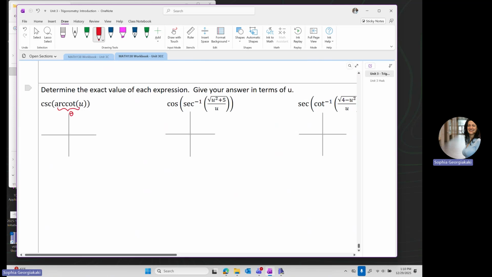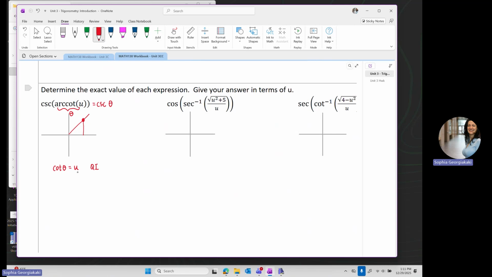This is the angle theta. They are asking us for the cosecant of theta. And what we know is that the cotangent of theta is equal to u. We will assume u is positive, so we will assume that all of these are in quadrant 1. So if this is theta in quadrant 1, I pick a point on the terminal side and I attach the right triangle to the x-axis.